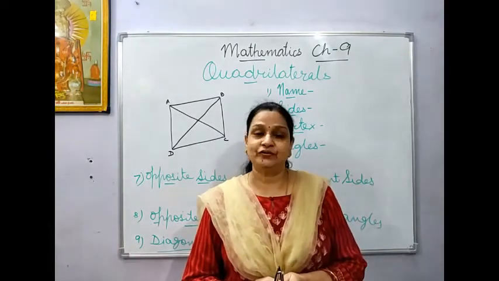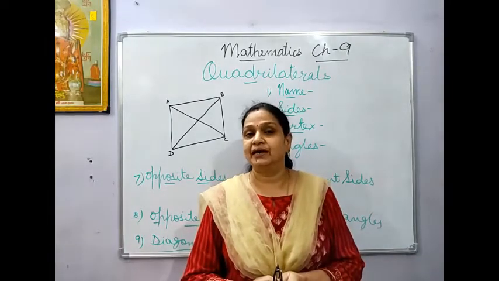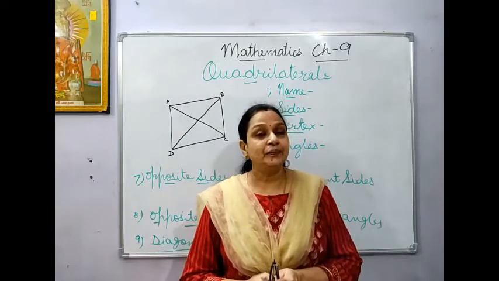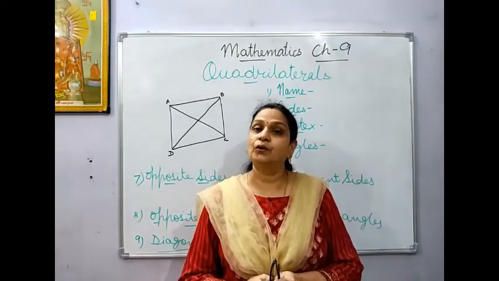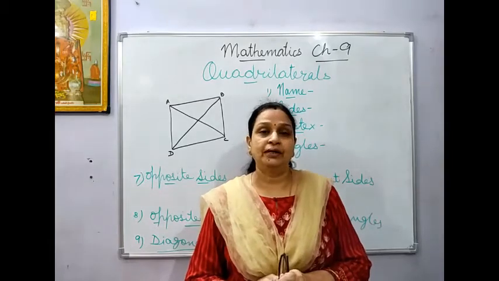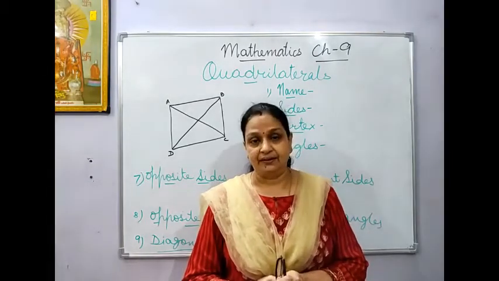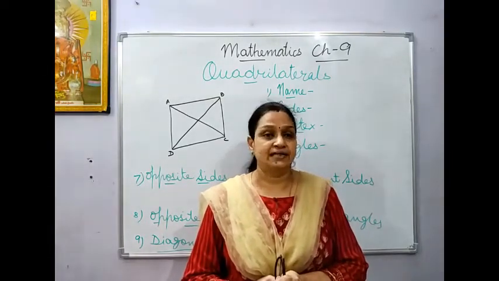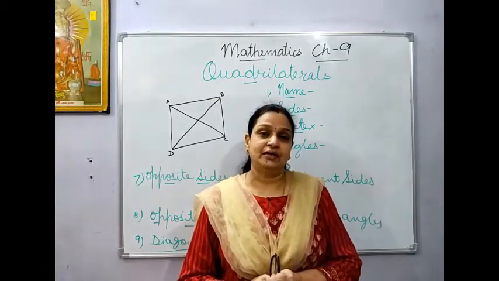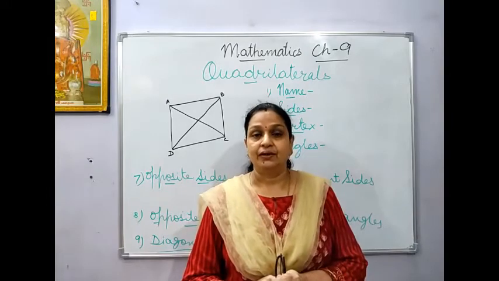Children, today also we will be continuing with chapter number 9, Basic Geometrical Concept. In the previous session, we have studied about polygons. And we have studied about one of the polygons, that was the triangle. Triangle which had 3 sides and 3 angles. Today, we are going to study about quadrilaterals.